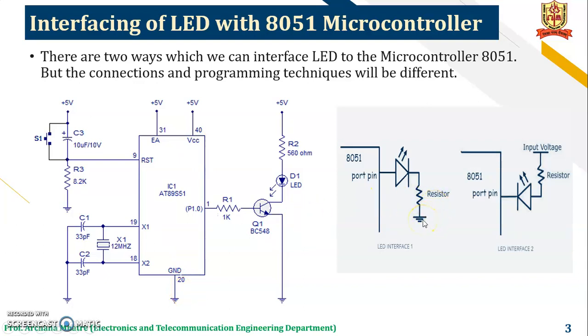Then here you can see that the LED is interfaced in two ways. First, when the anode is connected to a particular port pin of the 8051 microcontroller, then the cathode of the LED should be grounded. When the cathode is connected to a particular port pin of the 8051 microcontroller, then the anode of the LED should be connected to VCC. So there are two ways of connecting an LED with the 8051 microcontroller.